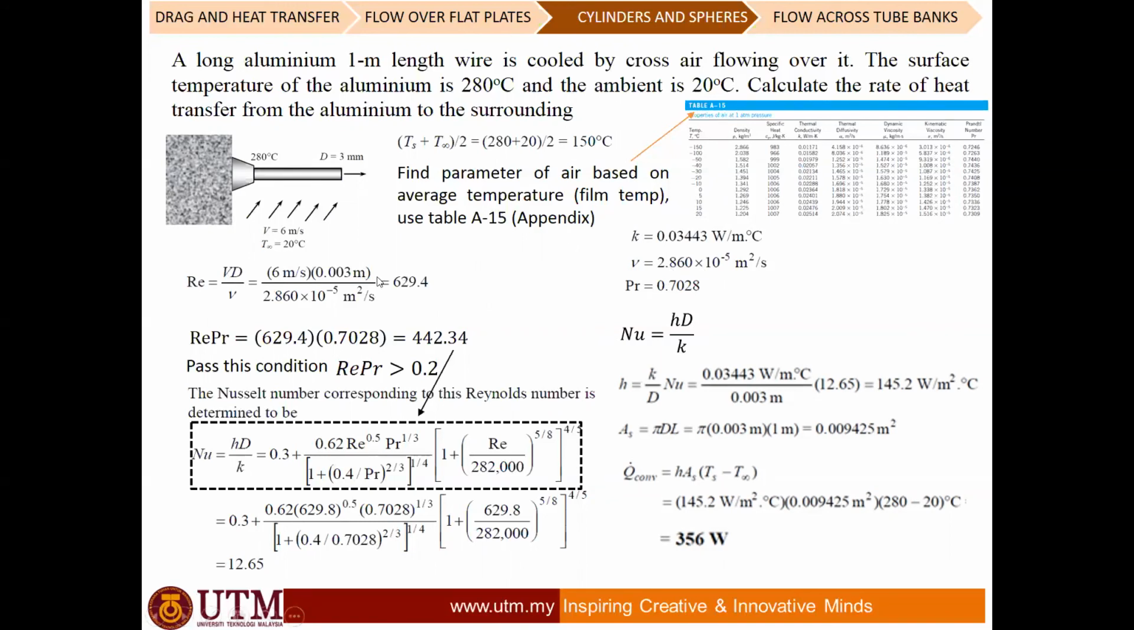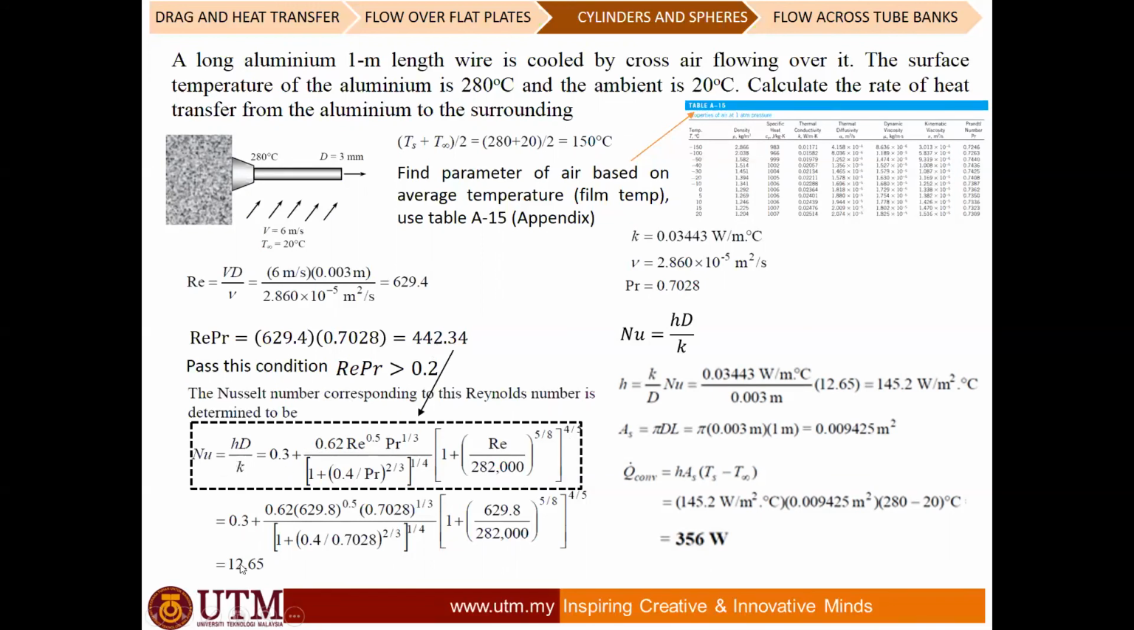From here, your Reynolds number is 6.94 times 10 to the power of 2, and then you multiply Reynolds number with your Prandtl number, so you get 400 something, 442 to be exact. This passes the condition of Reynolds multiplied by Prandtl number being larger than 0.2. So 442 is larger than 0.2, and you can use this correlation.